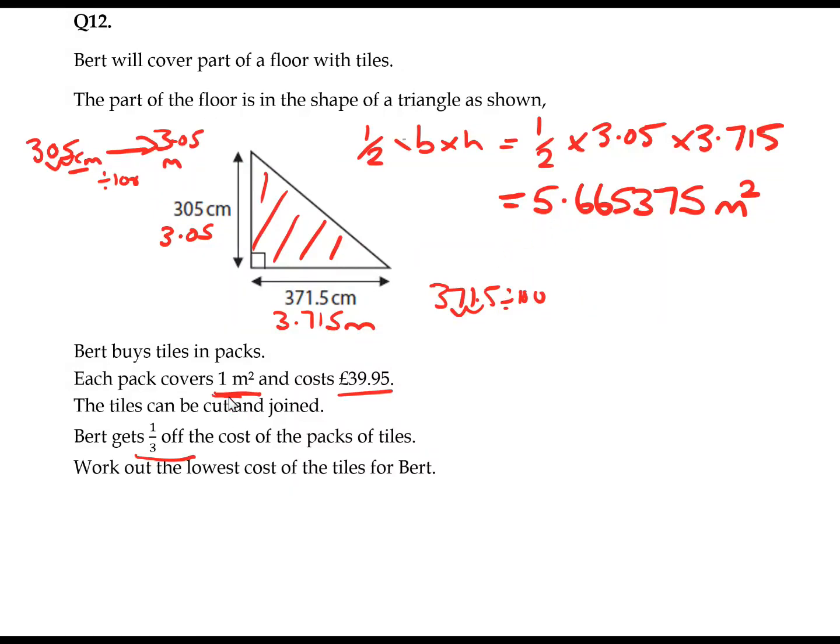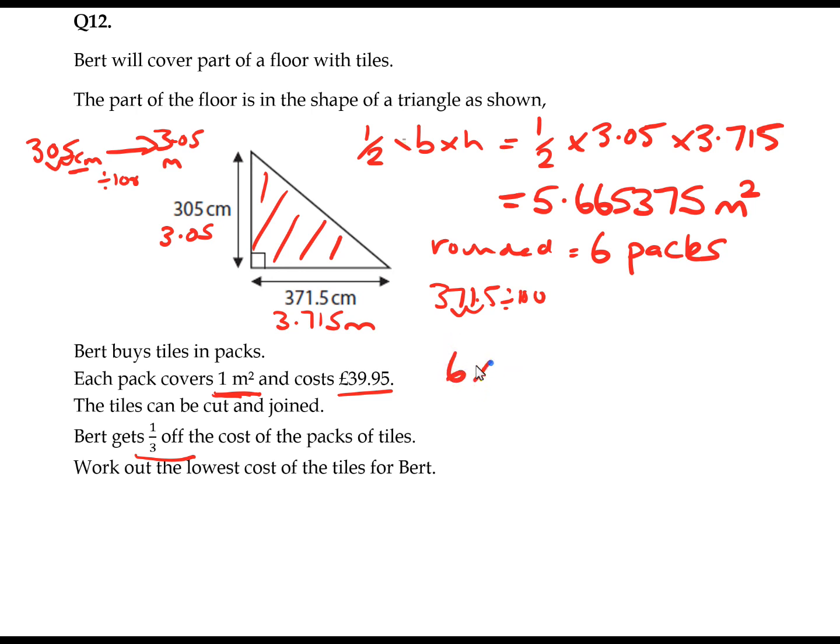Now, because we are talking about the packs covering whole meters, we can round it to the nearest whole number, but we need to round up because we can't buy 5.6 packs. It looks like we're going to need 6 packs of tiles so that we cover our area of 5.66 meters squared.